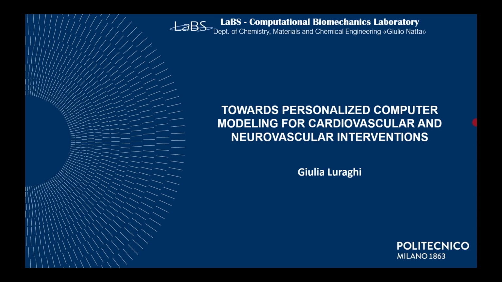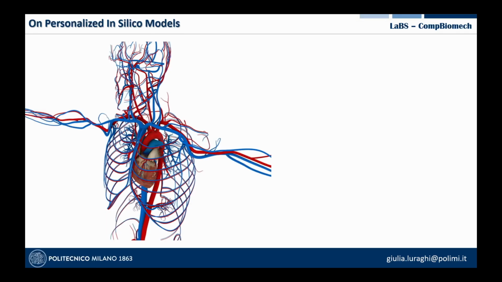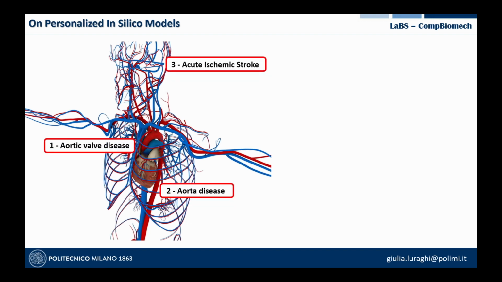Good afternoon, everybody. My talk this afternoon is on personalized in silico models. I will go through 3 different applications, starting from heart valve disease, and then aorta disease, and finally acute ischemic stroke disease. So from proximal to distal diseases.